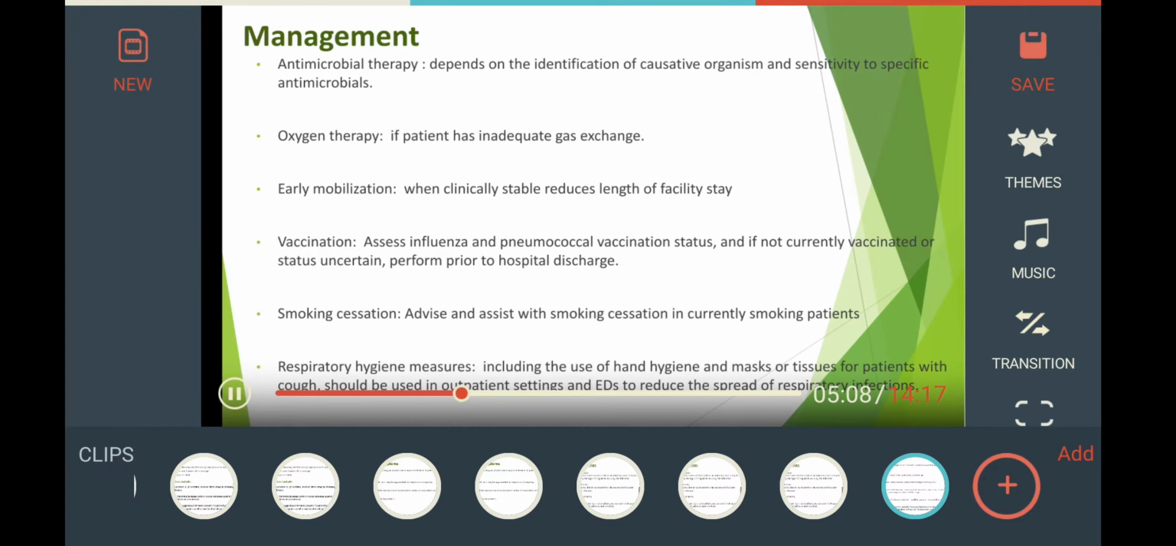Management: antimicrobial therapy depends on the identification of the causative organism and sensitivity to specific antimicrobials. Oxygen therapy if the patient has inadequate gas exchange. Early mobilization, when clinically stable, reduces length of facility stay. Vaccination: assess influenza and pneumococcal vaccination status, and if not currently vaccinated or status uncertain, perform prior to hospital discharge. Smoking cessation, and respiratory hygiene measures including hand hygiene and mask or tissues for patients with cough.